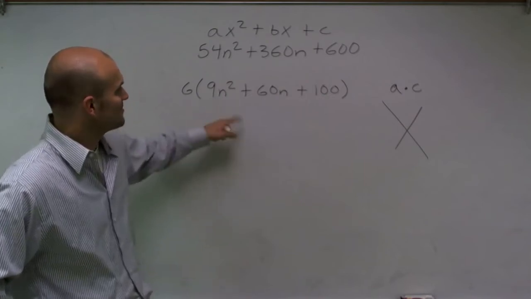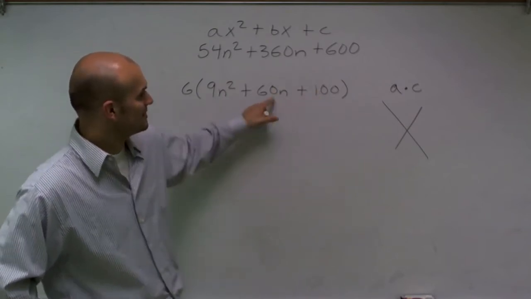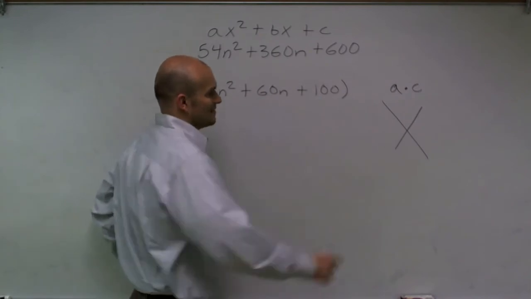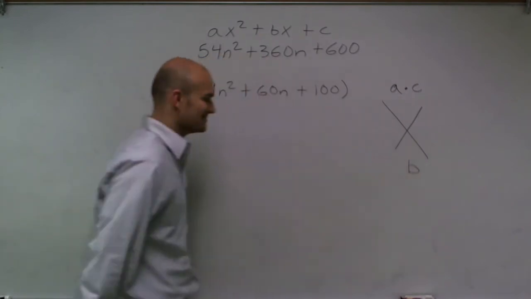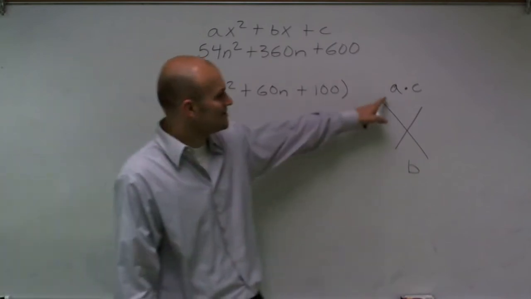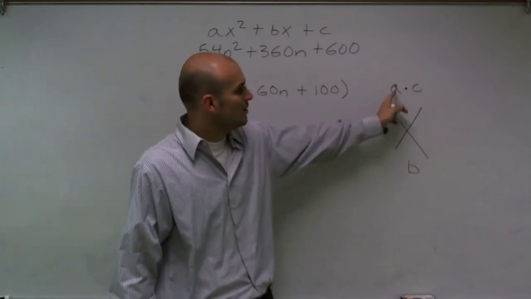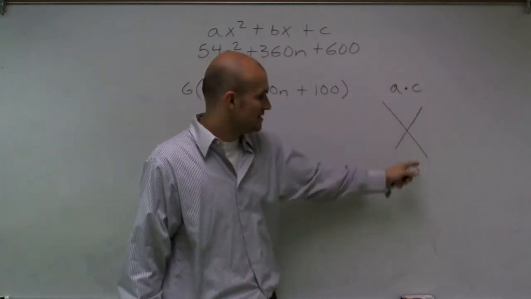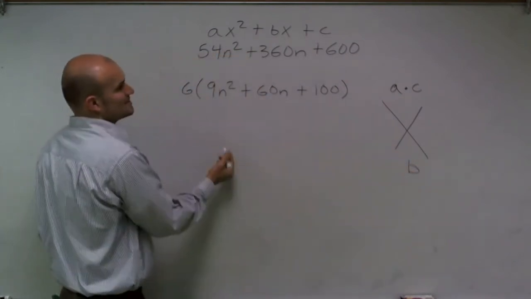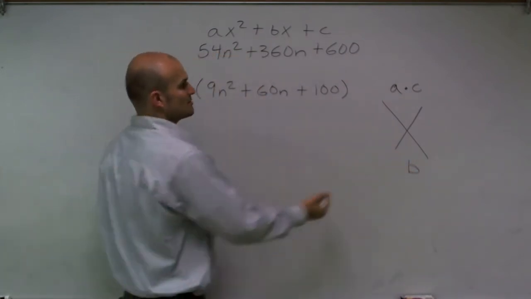And then what 2 numbers multiply to give you a times c, and then add up to give you b. So then it's going to be a times c, and then b will be my middle term. Okay. So all it is, what 2 numbers multiply to give you a times c, but then add up to give you our b term. So our b term here is going to be 60, and our a times c term is going to be 900.